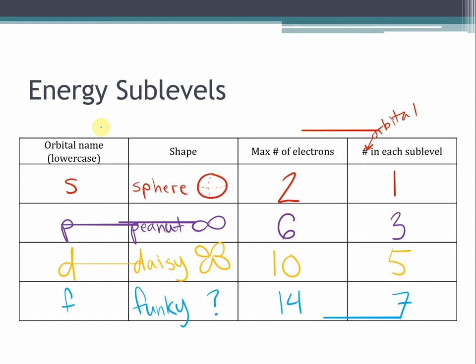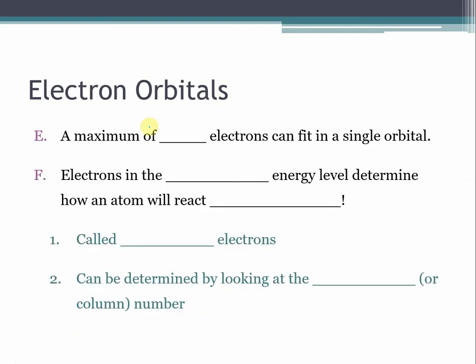So these are your different orbital shapes. Let's talk a little bit more about our orbitals. You can fit a maximum, hopefully you saw this, a maximum of 2 electrons in any single orbital.